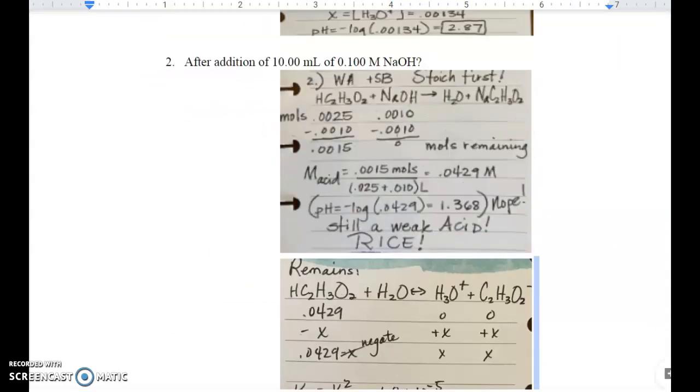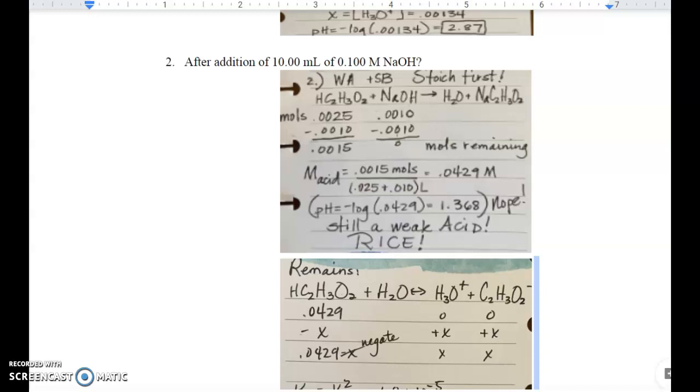Okay, so now once we have it, we are still going to have to start out with stoichiometry first. Write out your equation, and by that I mean the acid-base equation. Go ahead and subtract the limiting reactant. What I did is I calculated moles using liters times molarity, and then I subtracted the limiting reactant from the excess. So I end up with excess moles of weak acid remaining. Okay, so my molarity of my weak acid is 0.0429.